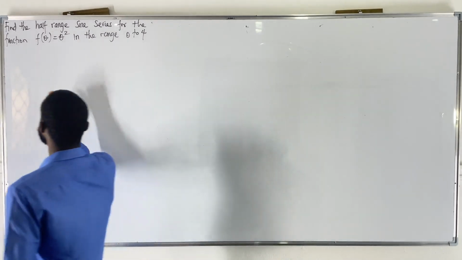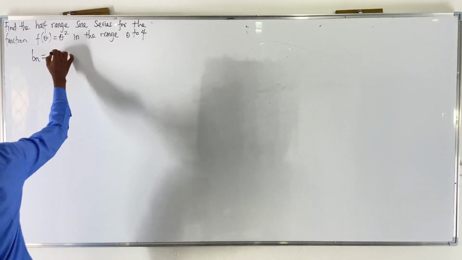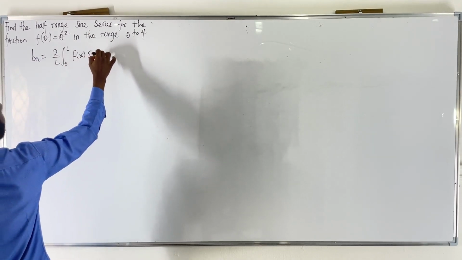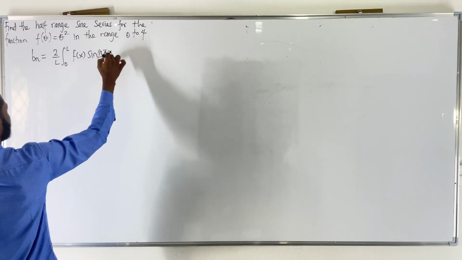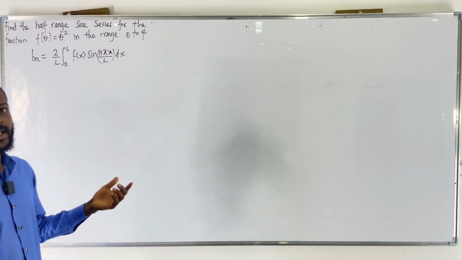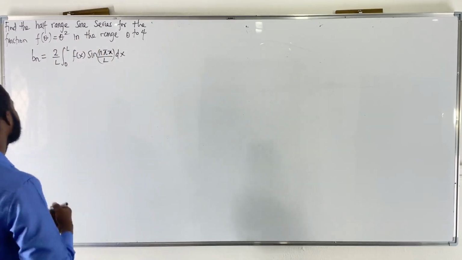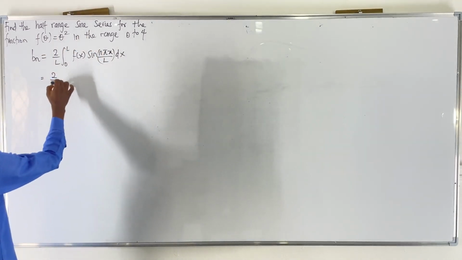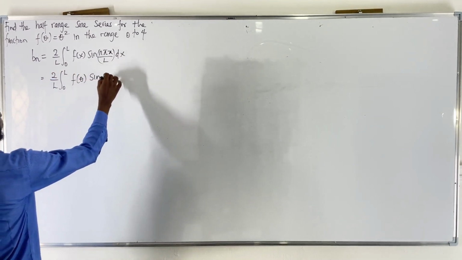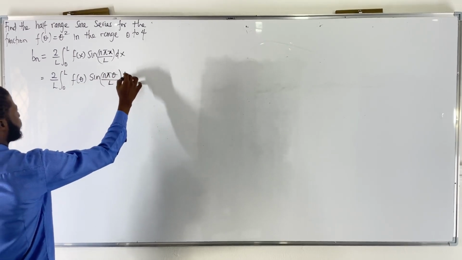So to find b sub n, as an odd function, b sub n will become 2 over L, integral from 0 to L, f of x, sine n pi x over L dx. But in this case, we can see that our function is actually theta and not x. So we could rewrite all of this to become 2 over L, integral from 0 to L, f of theta, sine n pi theta over L d theta.